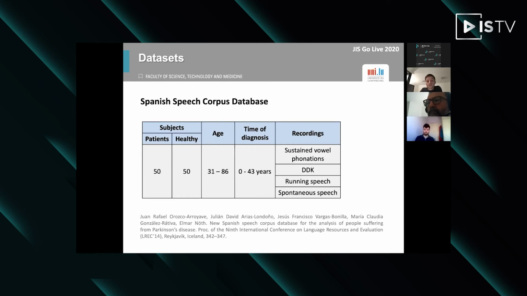And finally, there is a Spanish speech corpus data set, which contains around 50 patients and 50 healthy subjects with the time since diagnosis going from 0 to 43 years. And it contains all of the types of recordings that I mentioned. So the sustained vowel phonations, diadochokinetic task, running, and spontaneous speech. Unfortunately, this data set is, well, the question is whether it's available or not. There is no information about its public availability.